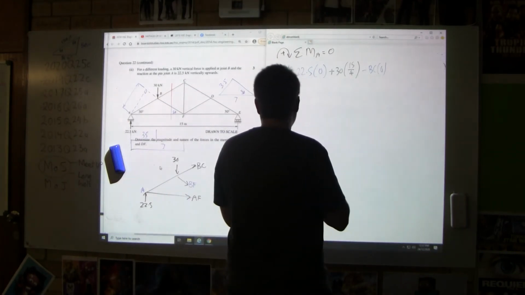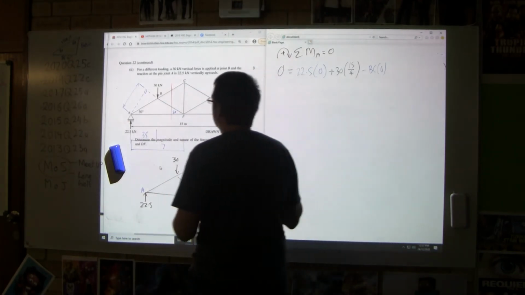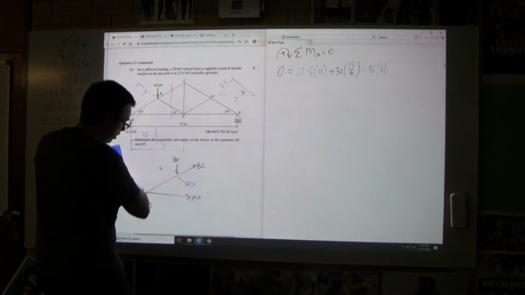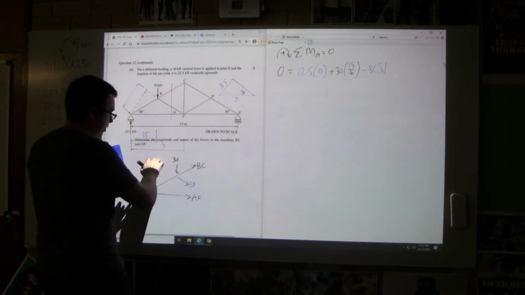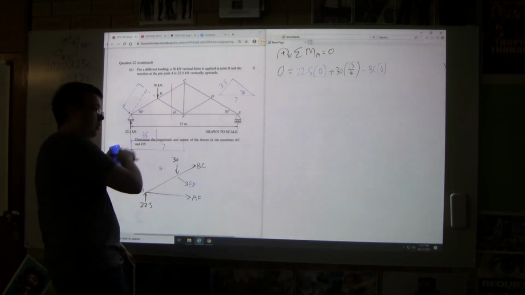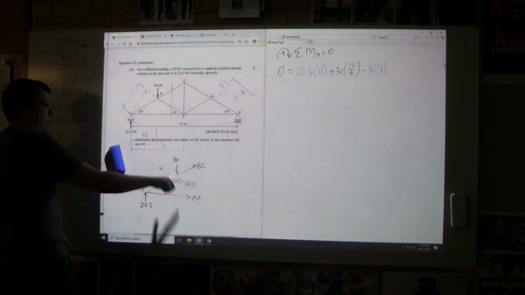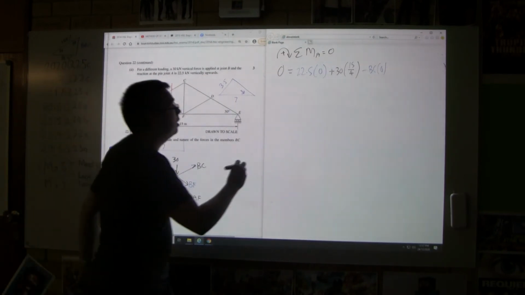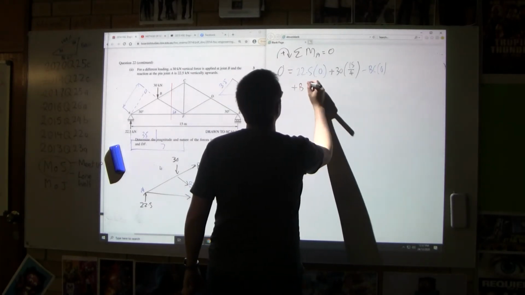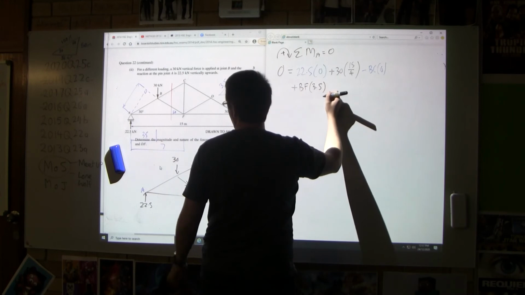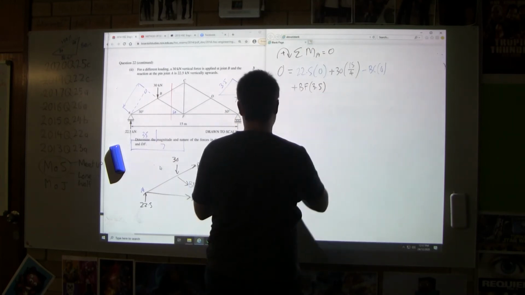So I'm going to write here BF. Now the question is, is it going clockwise or anti-clockwise? Relative to A, BF is pushing clockwise. So plus BF, and its distance is 3.5. And then finally we have AF, which again we can ignore.